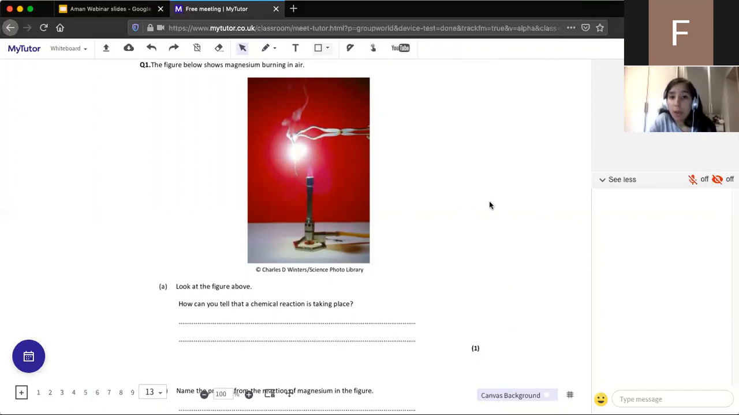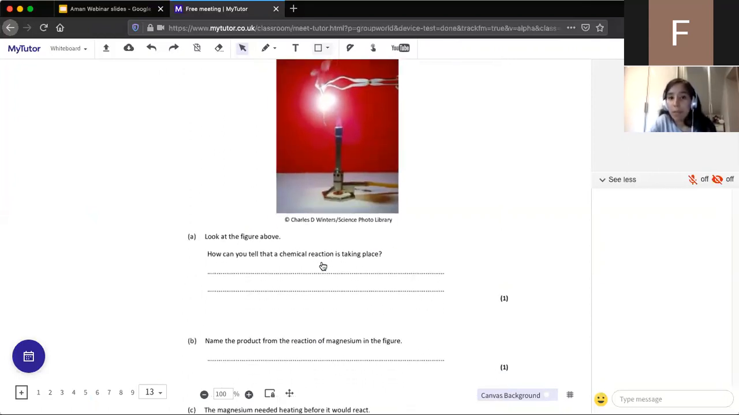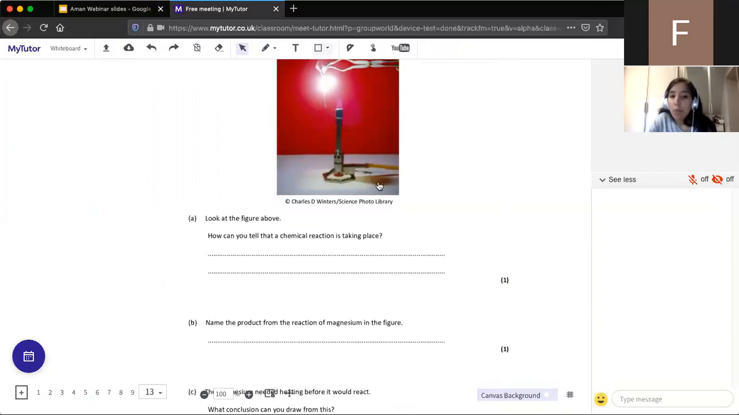So you can talk about the spark, you can talk about it burning, you can talk about a gas being released. I like the spark answer because you can see the white light there. Great, and this is magnesium burning in oxygen. So if you think back to when we did our periodic table lessons, does anyone remember what the product would be? So magnesium reacting with oxygen.